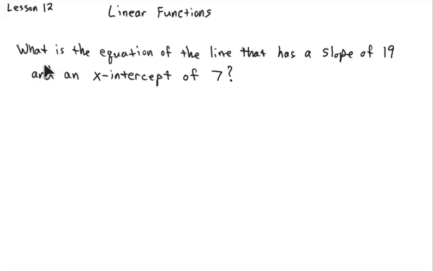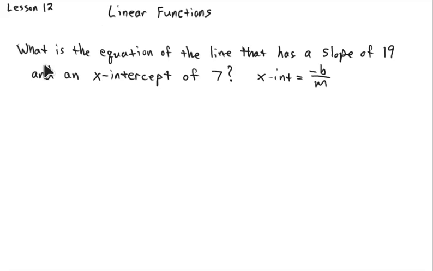All right, in this example, we're given the x-intercept, not the y-intercept. We're not given b, we're given the x-intercept. And we want to identify the equation of a line that has a slope of 19, x-intercept of 7. Well, I do want to point out that we can identify the slope and the y-intercept given the x-intercept. Remember previously we said that the x-intercept is equal to negative b over m.